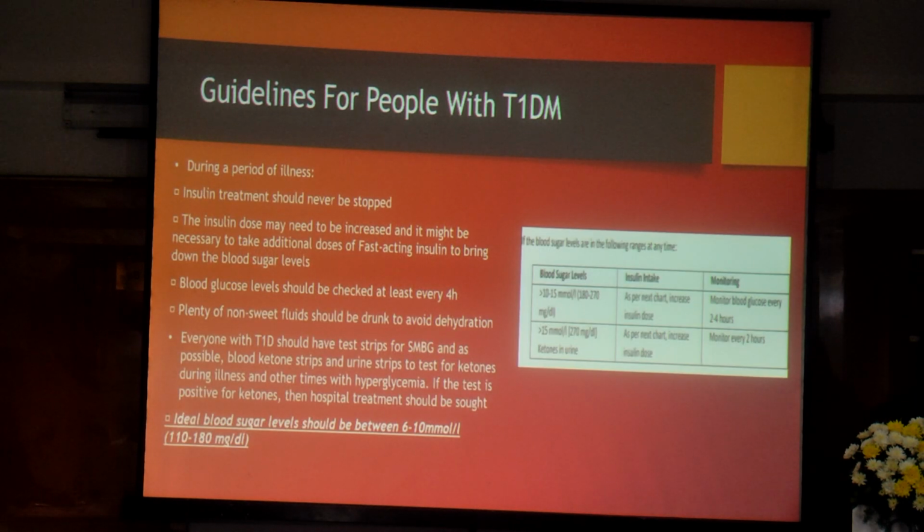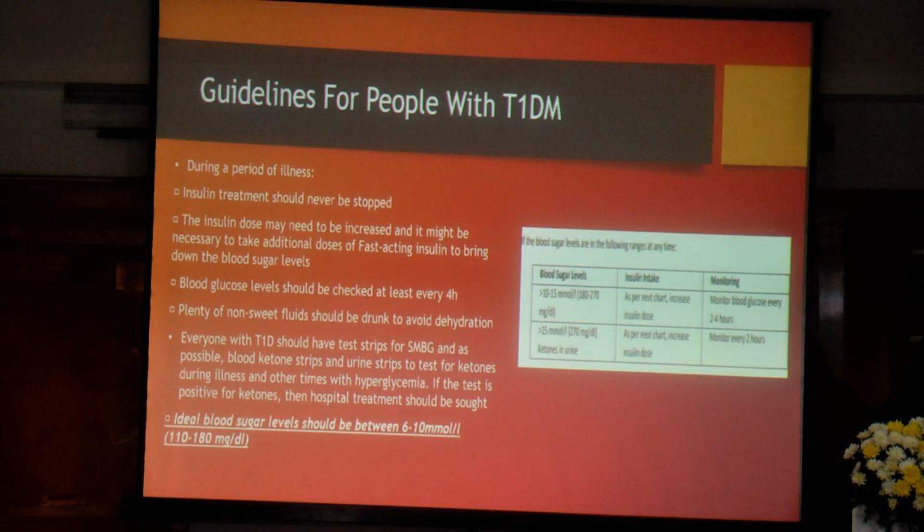For those with type 1 diabetes, I am not going into details, but insulin should never be stopped. In fact, the dose may need to be increased, and additional fast-acting insulin boluses need to be given to bring the blood glucose down. The blood glucose levels during an acute illness should be checked every 4 hours. For example, if they are between 180 and 270 milligrams per dL, they should be checked every 2 to 4 hours, and anything above that, definitely every 2 hours for sure. In that case, they should also check for clinical signs suggestive of ketoacidosis and look for blood or urine ketones as possible by the patient at home.